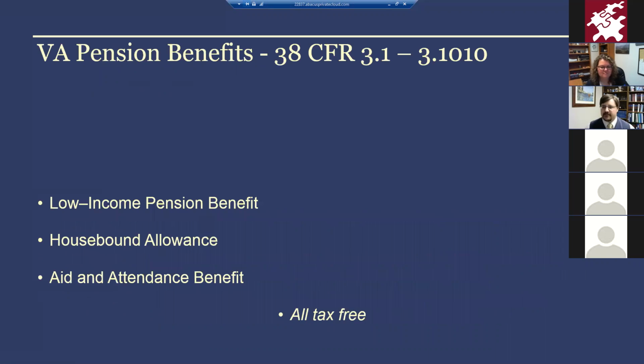So to jump right in, for VA benefits, there are actually 3 benefits that an individual can be qualified for. One is a low-income pension benefit, and we're going to talk about all of these in depth as we go forward. There's a housebound allowance. Both the low-income pension benefit and the housebound allowance are primarily used for people that are still at home. And then there's the aid and attendance benefit, which is used mostly for veterans, or their spouses, that are in a nursing home.